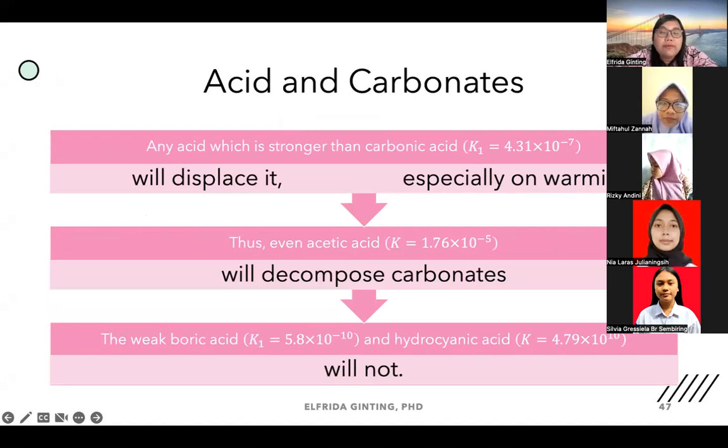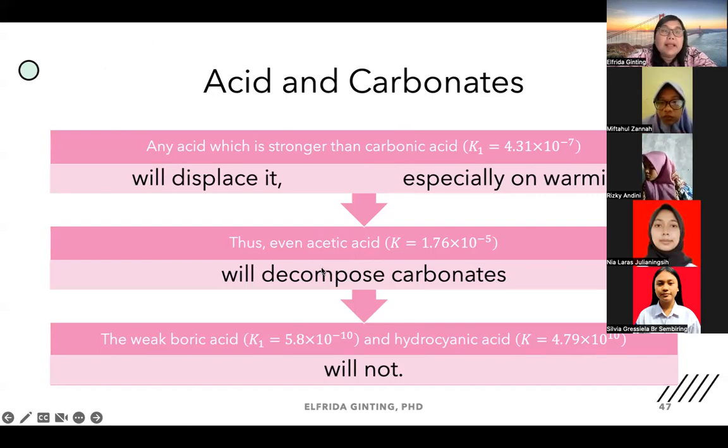So if you have an acid stronger than carbonic acid, in this case the Ka is 4.31 times 10 to the negative 7, so if you have any acid stronger than this carbonic acid, you can decompose carbonate. So for example here, if you have acetic acid, the K is 1.76 times 10 to the negative 5. Of course, acetic acid is stronger than carbonic acid, even though we consider acetic acid as a weak acid.